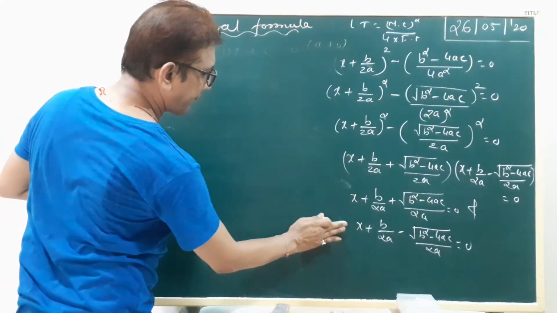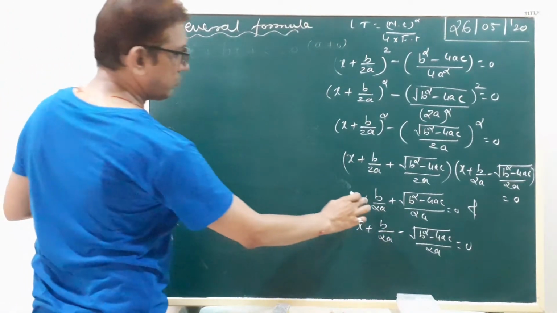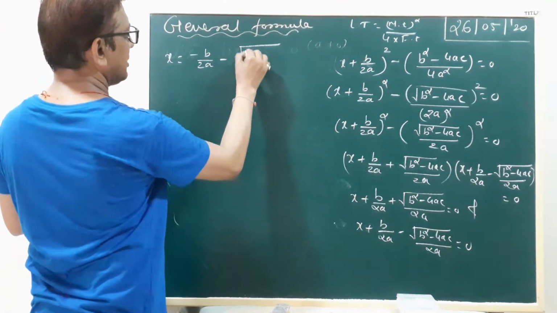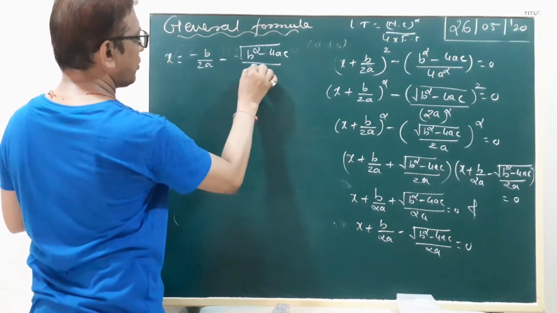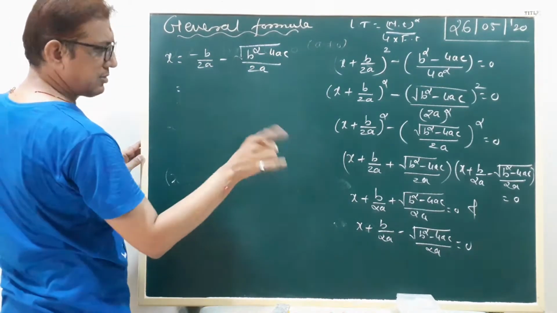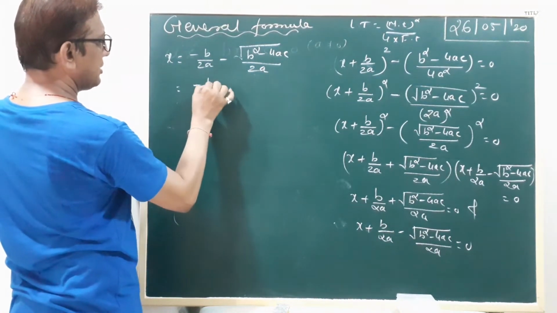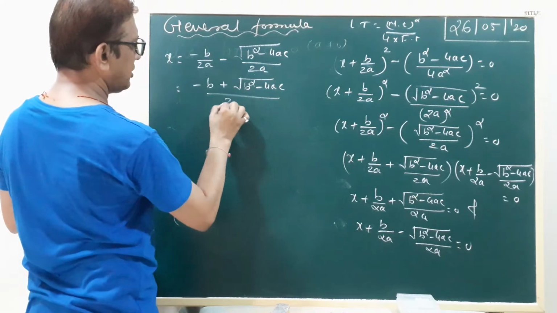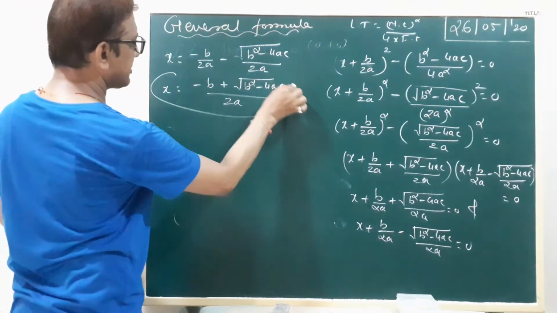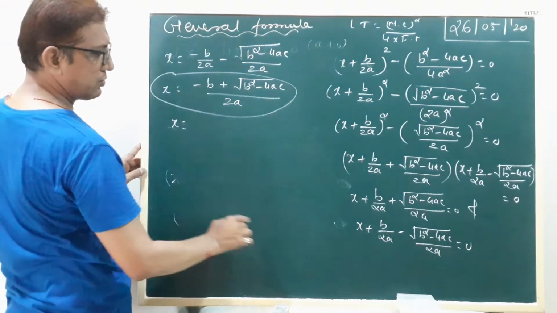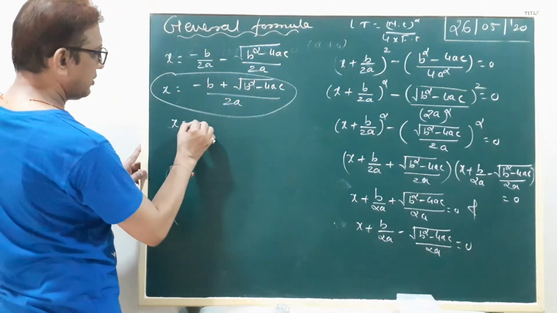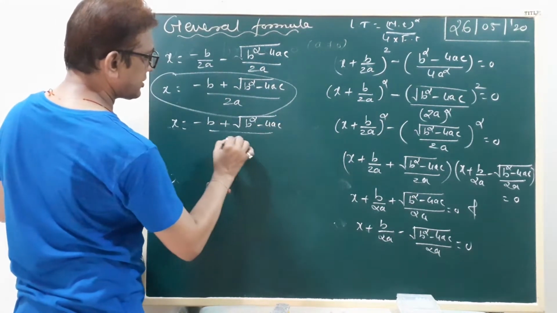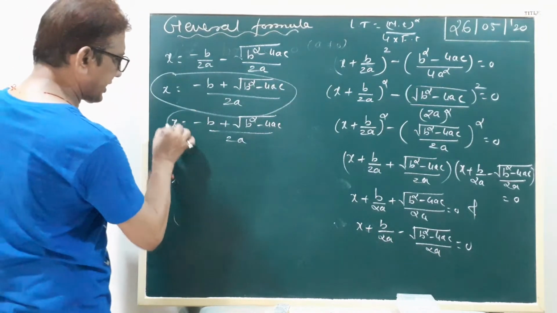Subject from x. So x equals, in both terms, left side and right side, minus b upon 2a and minus b square minus 4ac upon 2a. Clear? Second, then one right. So the same denominator: minus b plus root b square minus 4ac upon 2a. Is that clear? This is the first value of x. Now the second value, x equals, this one is negative, this one is positive. So minus b minus root b square minus 4ac upon the same denominator 2a.